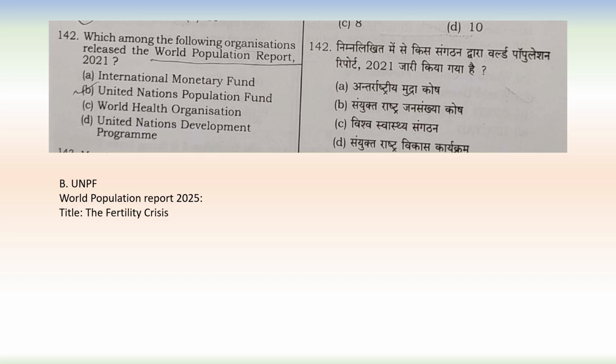Next one, which among the following organizations releases the World Population Report 2021? It is the United Nations Population Fund, UNFPA. UNFPA releases the World Population Report, and the current population report 2025 has the title The Fertility Crisis.